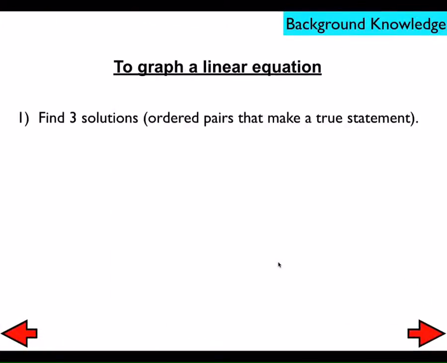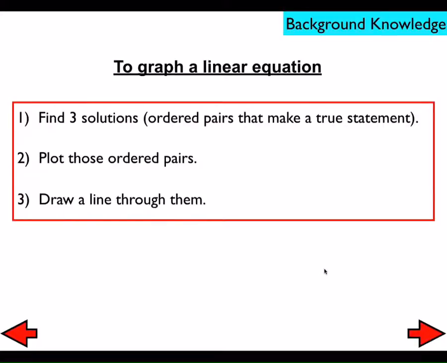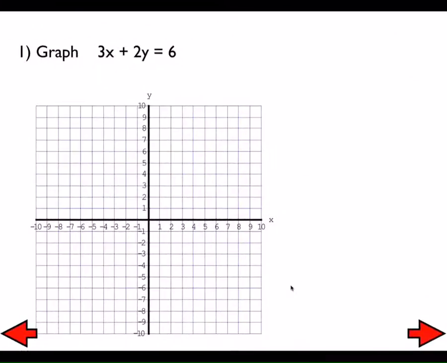So yesterday we found 3 points to make a line. If you only have 2 points, it's just not accurate enough because the third one might be off and it wouldn't be a straight line. And 1 point is just a dot that doesn't make a line. So you need at least 3 to draw a line through it. So let's go ahead and get started.